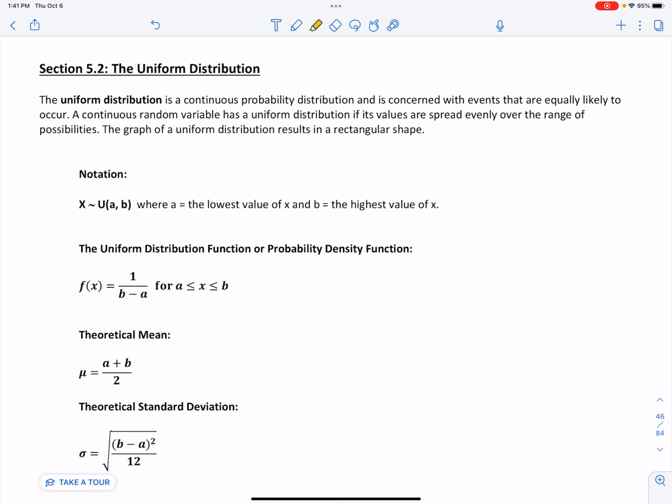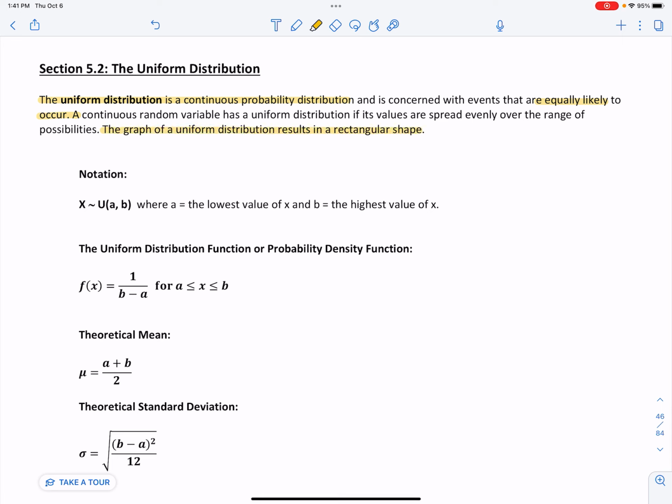5.2 deals with the uniform distribution. The uniform distribution is a continuous probability distribution, so we're still looking at that rectangle. It is concerned with events that are equally likely to occur. That's important. It has a uniform distribution if its values are spread evenly over the range of possibilities. The graph of a uniform distribution results in a rectangular shape, so we're still dealing with our rectangles.